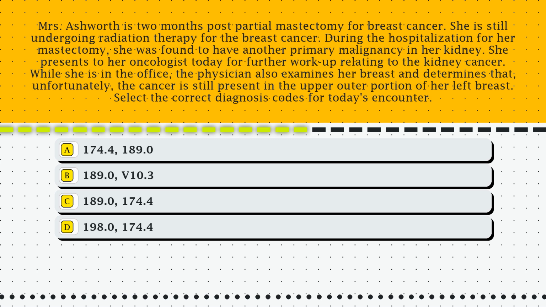While she is in the office, the physician also examines her breast and determines that, unfortunately, the cancer is still present in the upper outer portion of her left breast. Select the correct diagnosis codes for today's encounter. Option A 174.4, 189.0. Option B 189.0, V10.3. Option C 189.0, 174.4. Option D 198.0, 174.4.